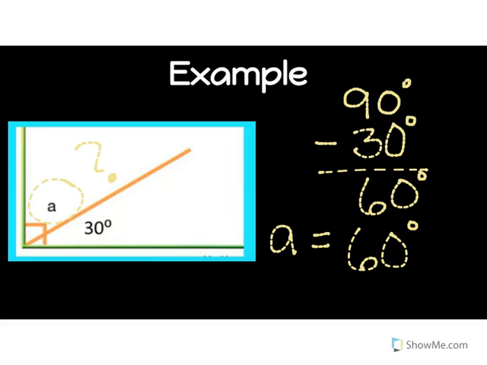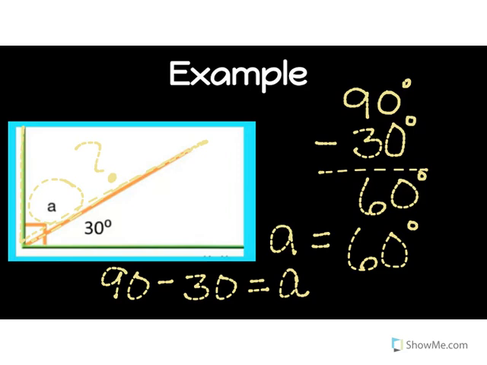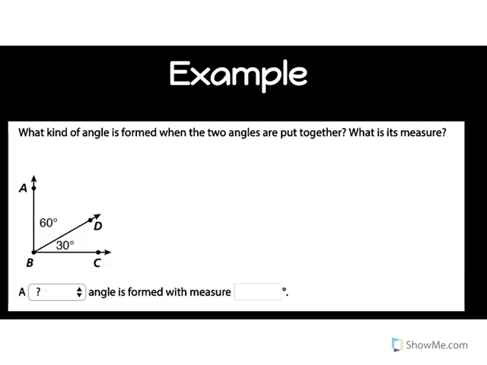60 is less than 90, so this angle is an acute angle. I could write that as an equation. I could say, let's see, 90 minus 30, in this case, equals A. Let's look at another example.